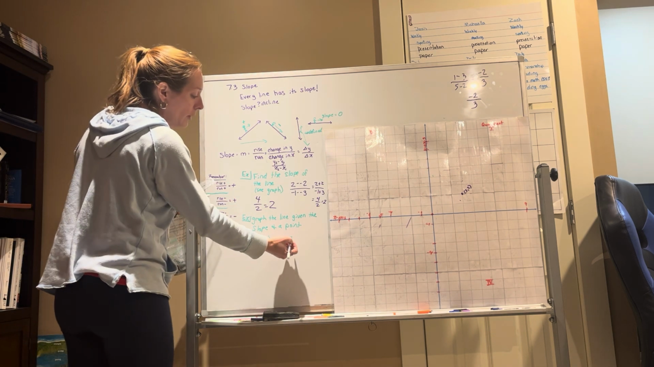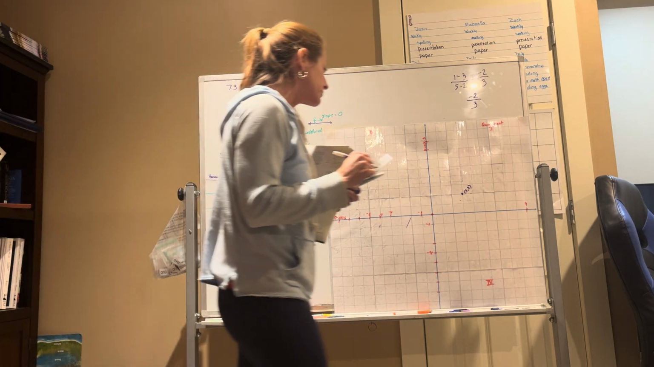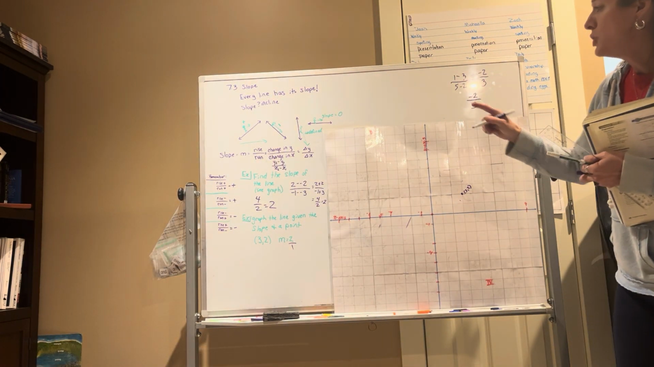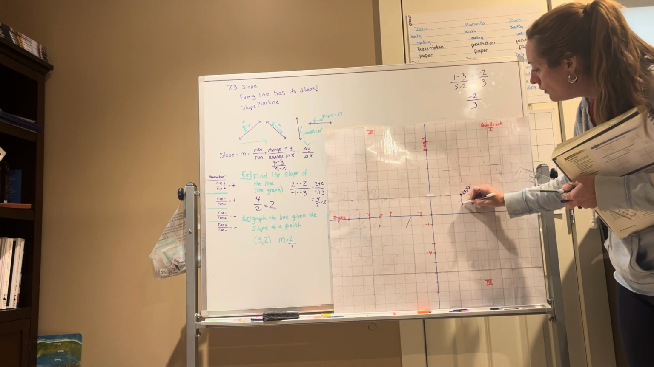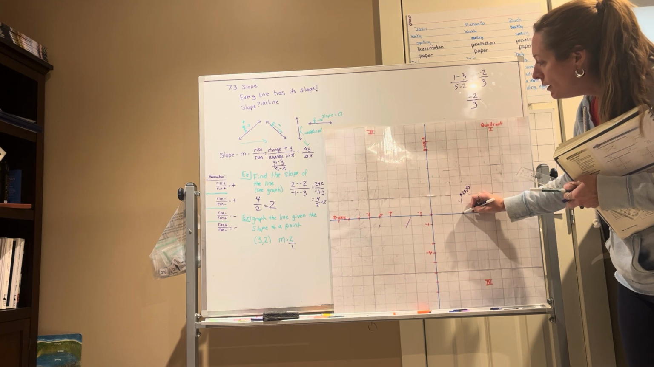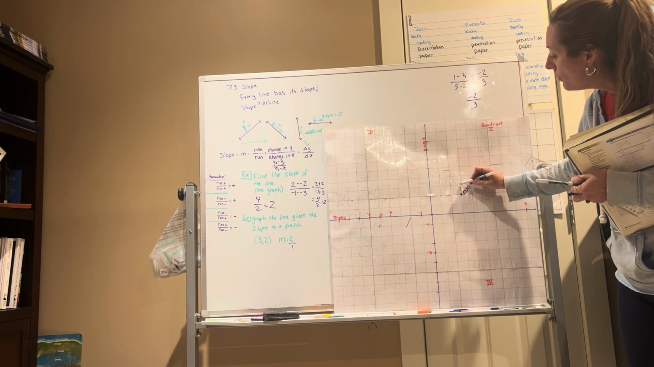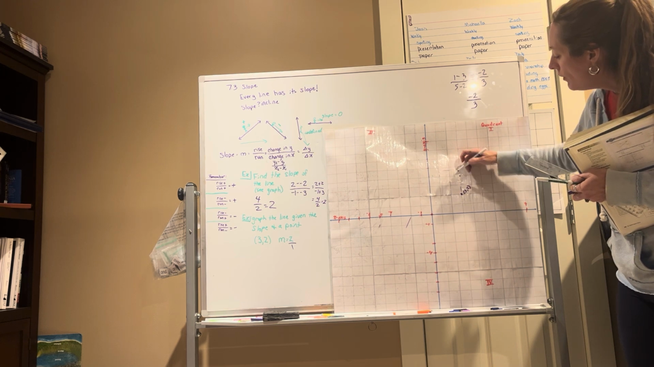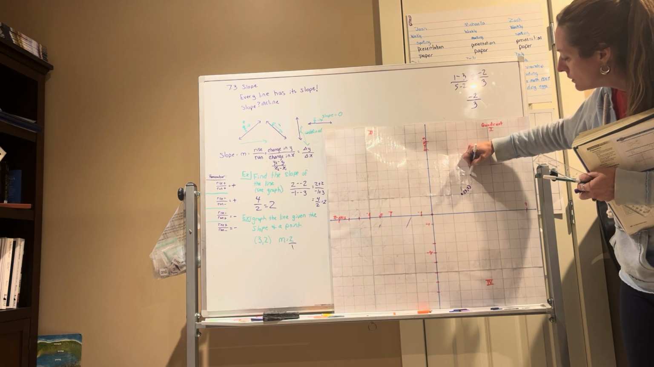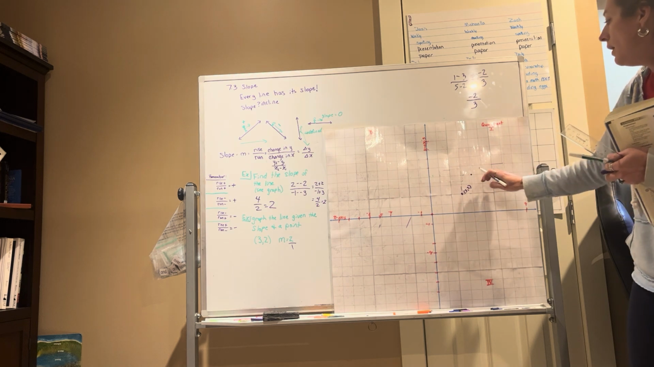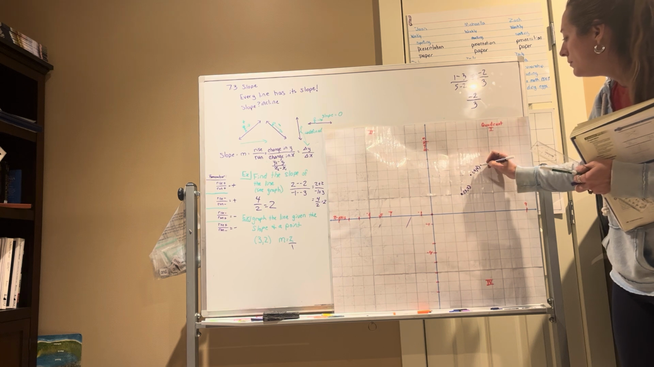Remember, any whole number has an implied denominator of 1. So my change in y is 2. I'm sorry, it's positive 2, not negative. So I'm going to go up 2, and then right 1, because it's a positive 1, and I get my new point of 4, 4.